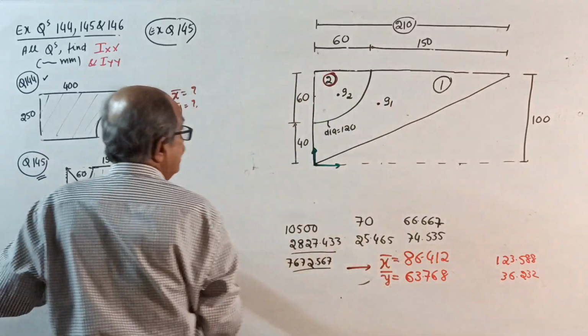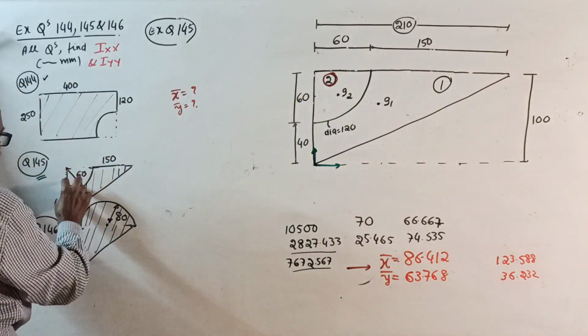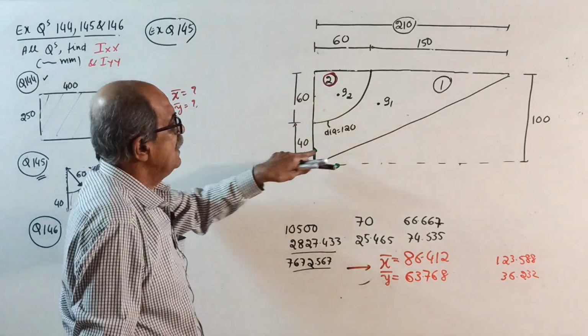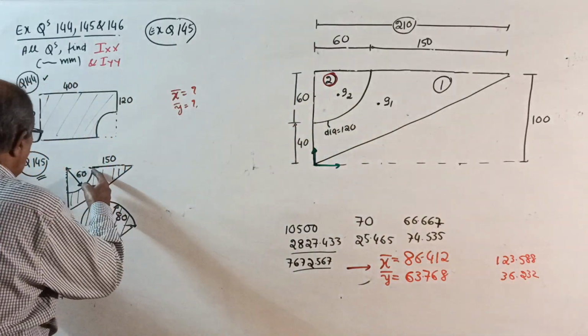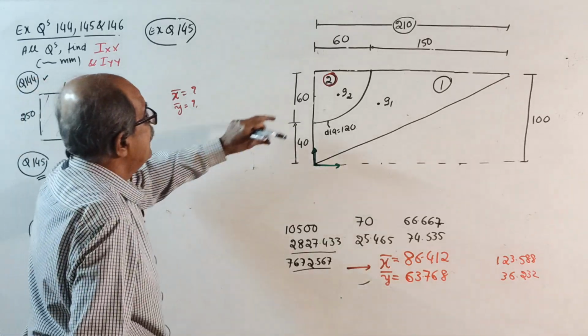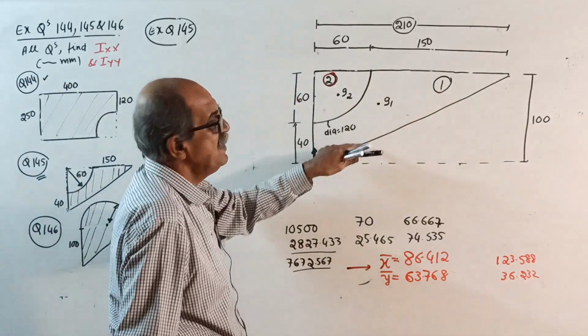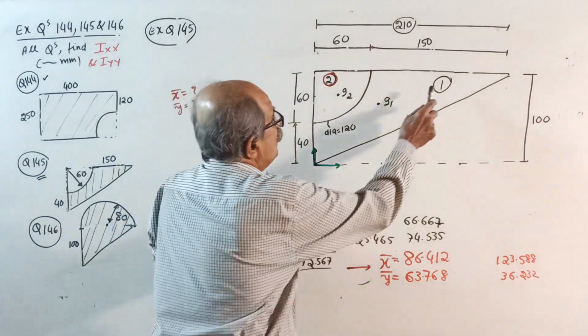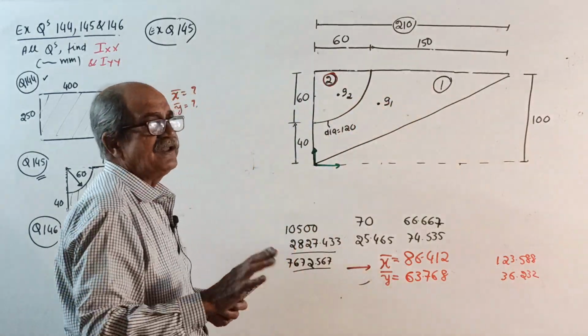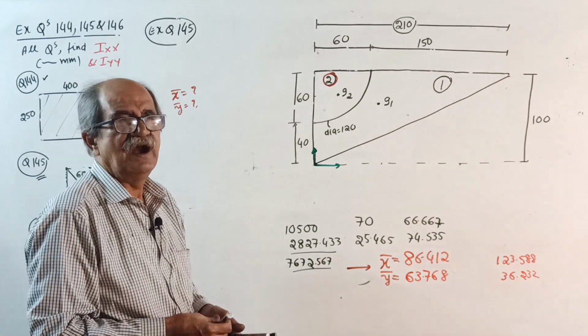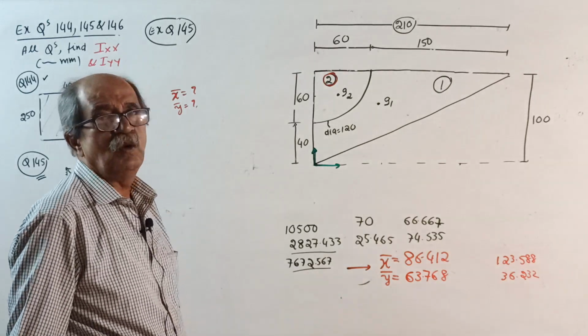Height is, see, this is 60. This is 40. So the height of the triangle is 100. Then one quadrant of radius 60, or diameter 120, is cut out. So 1 minus 2. Now I will not tell further. Every class I can't tell. Therefore, area equals what?